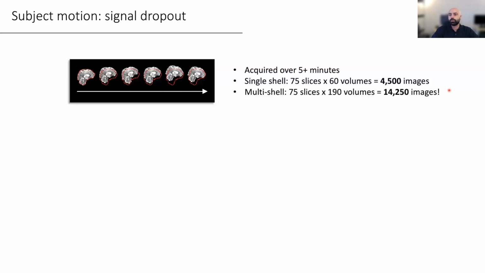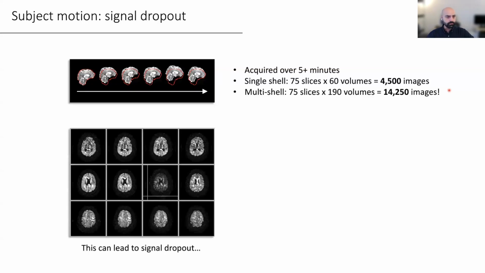So there will be motion, there will be artifacts. It's not a question of if. We have to deal with this. And the most typical thing we see with motion in a diffusion acquisition is something called signal dropout. If you look at this example here, every one of these cells shows us a slice in the same location from the time series. So this would be diffusion gradient 1, 2, 3, and so on. And you notice that this one here is quite low. The intensity is quite low compared to everything else.